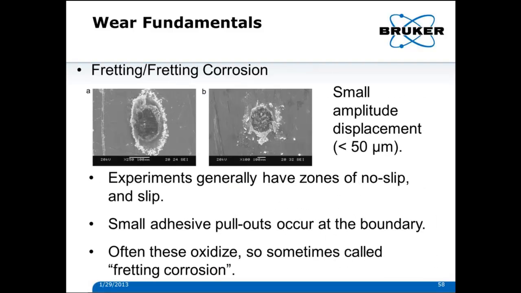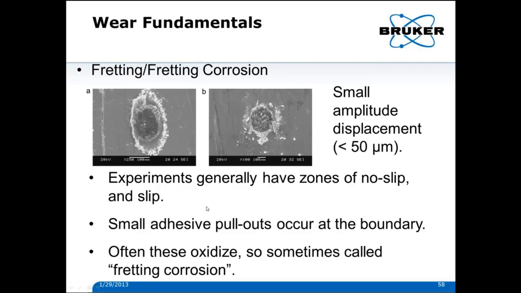Fretting or fretting corrosion is defined as small amplitude displacement, less than 50 microns. So experiments in this regime or real situations generally have zones of no slip and slip. And you can see in the center here the zone of no slip and then the boundary around it of slip, and this is wear debris that's built up around the interface.